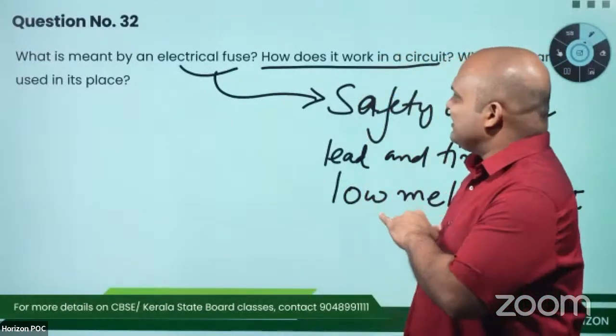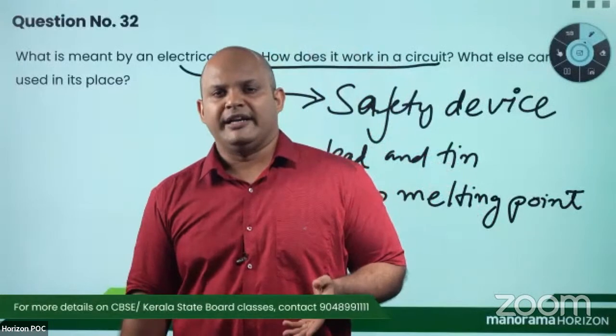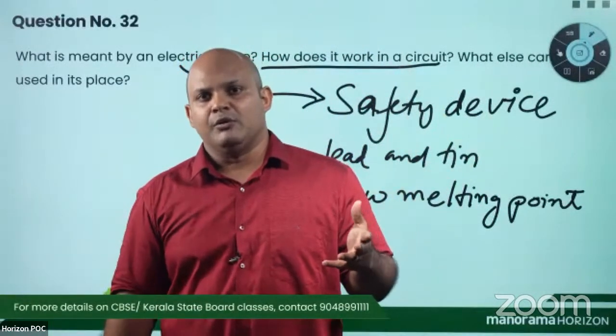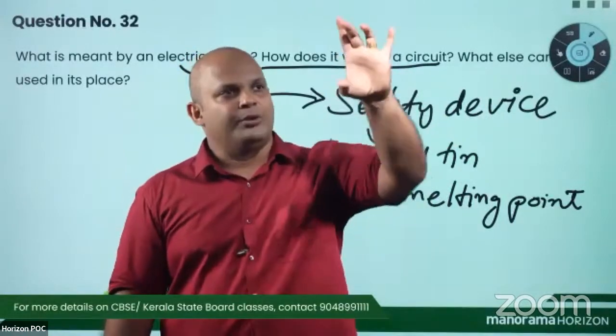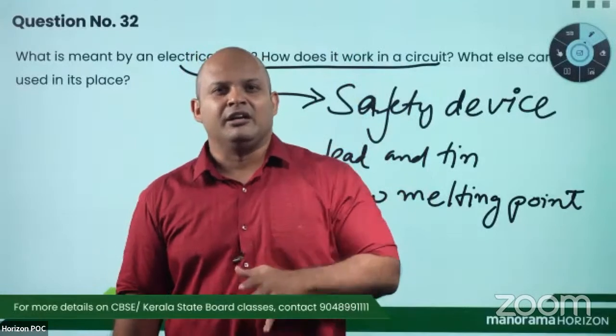Now, what else can we use in its place? In modern houses, you often will not see a fuse box. In older houses, in my childhood, we had fuse boxes in the house. So if the fuse blew out, you remove the fuse, put in a new wire, put it back. It takes time. It is very inconvenient.